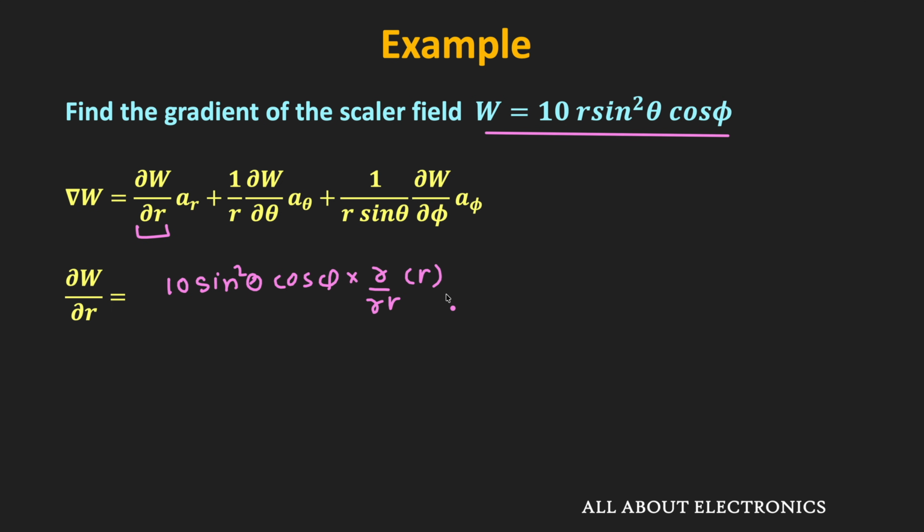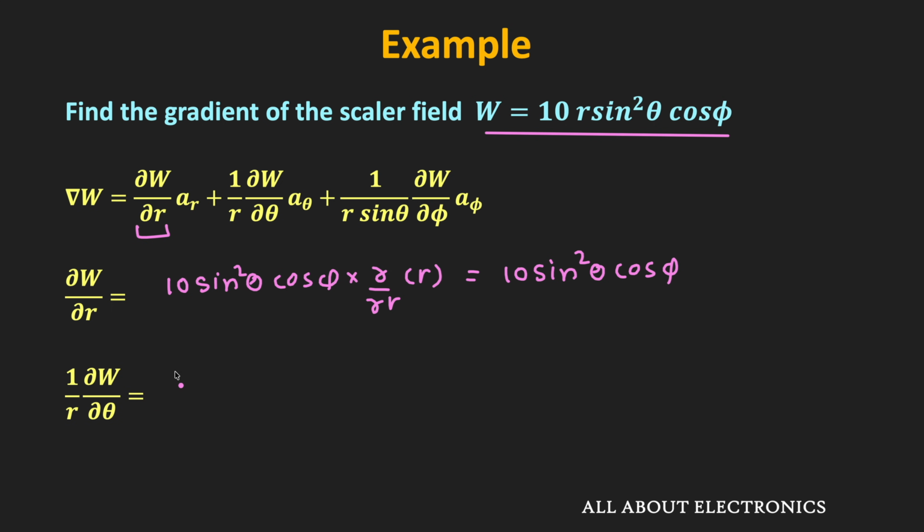And we know that the differentiation of r is equal to 1. Therefore, this term is equal to 10 times sine square theta times cos phi. So this will be our first term. Similarly, let us find the second term.